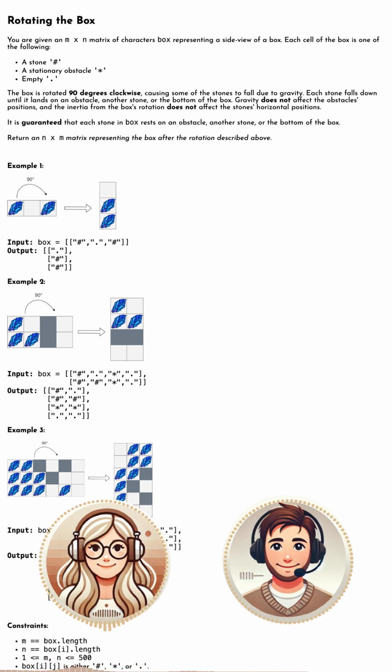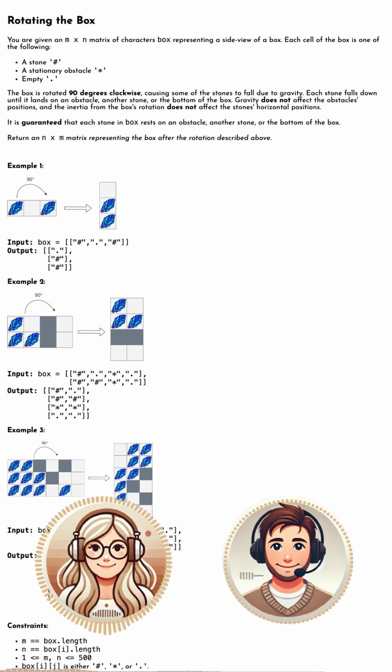Welcome back to AI.Code.Cast. We've gone from brute force to optimized pointers, and now we're ready for the grand finale, the most elegant way to solve rotating the box. This single pass solution, it's all about efficiency. We're going to skip rotating the whole box and just figure out where each element will end up after the rotation and gravity happen. I'm intrigued.